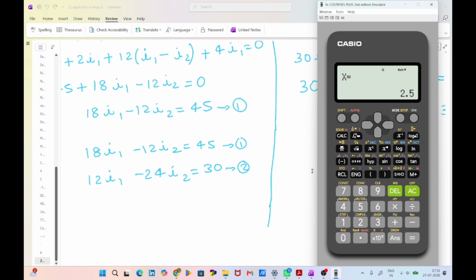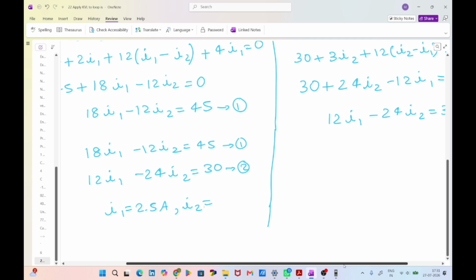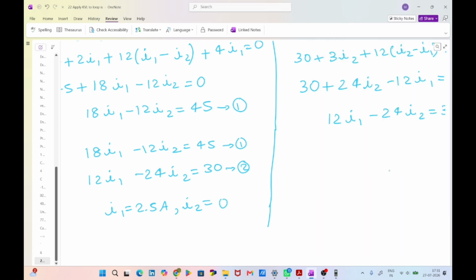Here I1 is 2.5 amps. I1 is equal to 2.5 amps. And then I2 is equal to, open the calculator, 0 amps. Write it here, 0 amps. I will put a box around it.